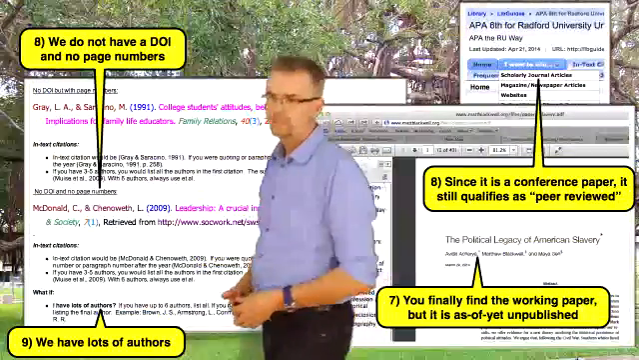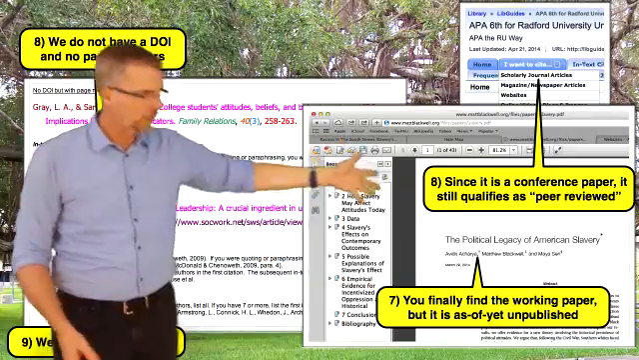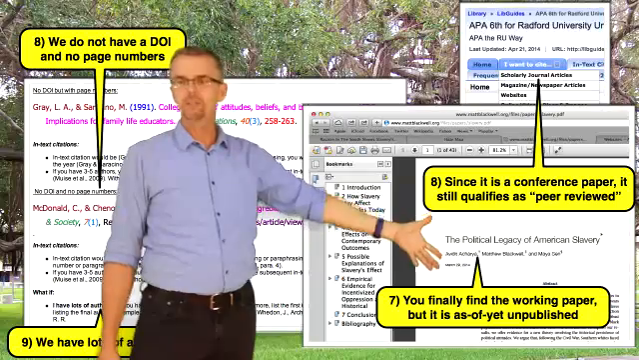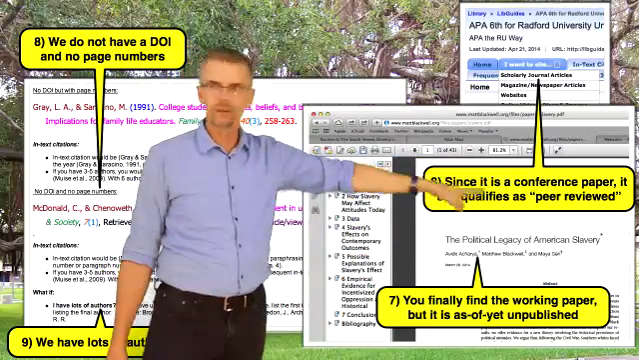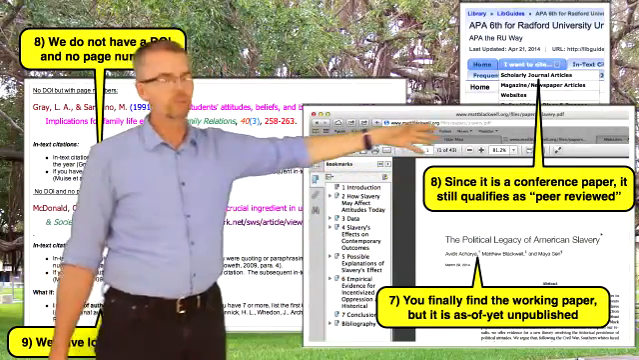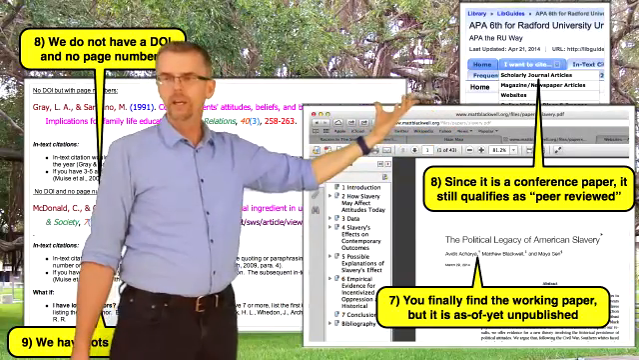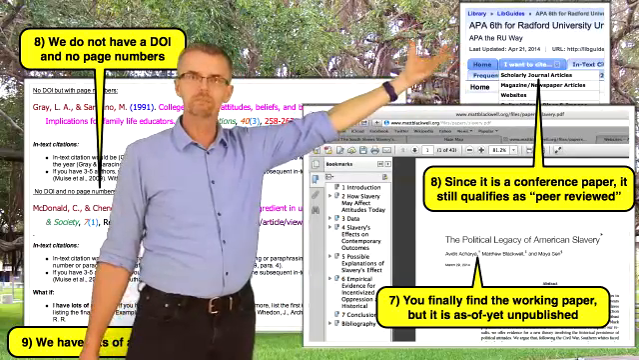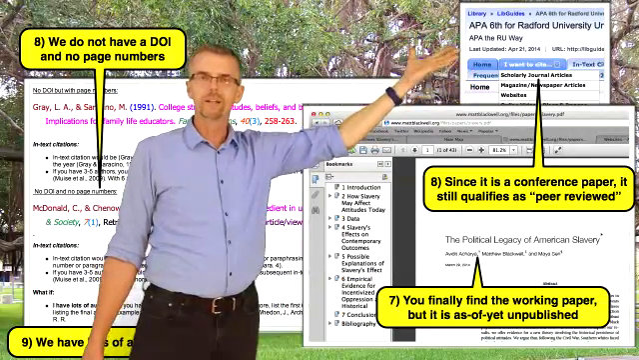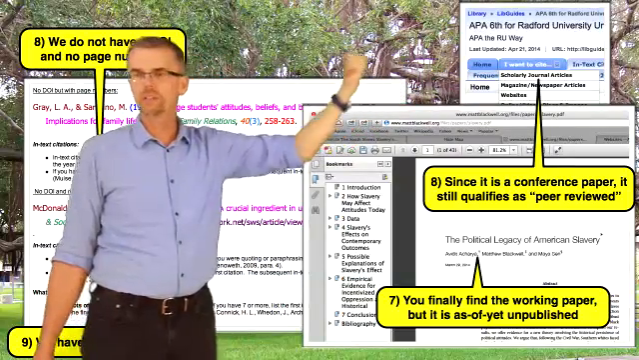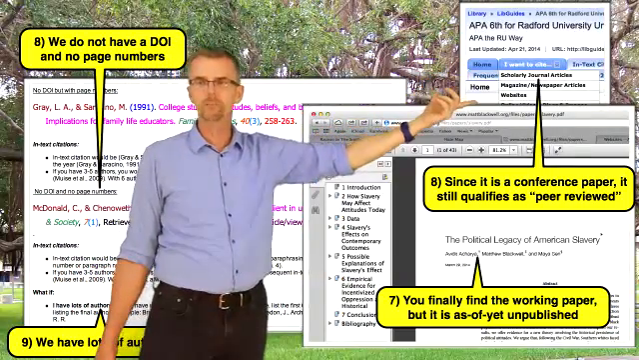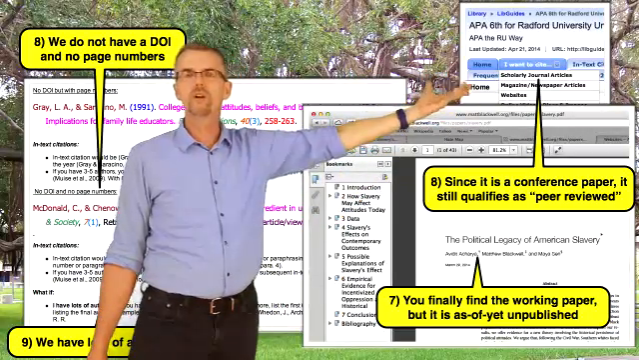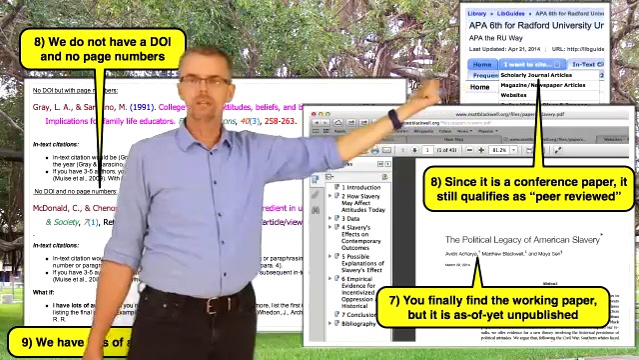So where that takes us is point number 7 here, and you finally found the working paper, but it is as of yet unpublished, as I mentioned. But we've got a working paper, we've got a PDF file. So here it is up in this URL here. You can see that it is part of an organization. So now we go to the Radford APA 6th format webpage and find out what do we do with this. So since it is a conference paper, it still qualifies as peer-reviewed. So let's click on scholarly journal and scholarly journal articles on the Radford page and see where that takes us.